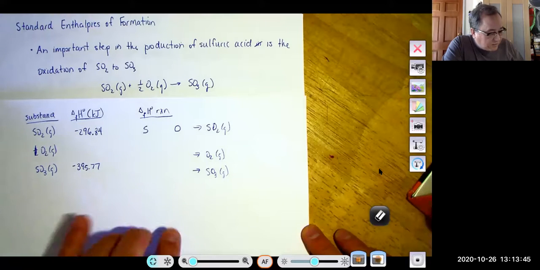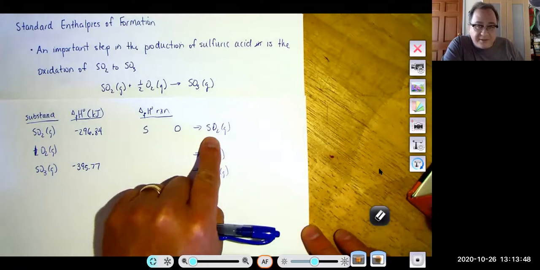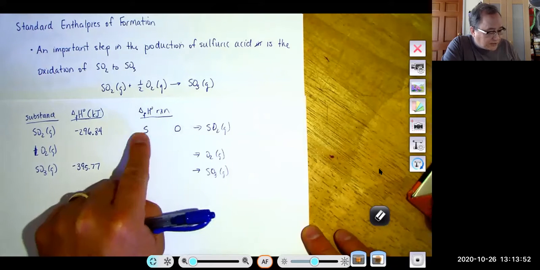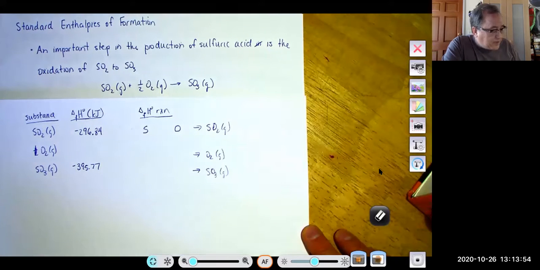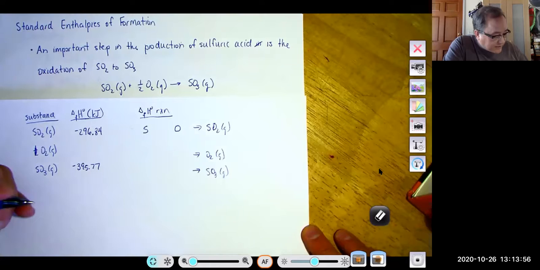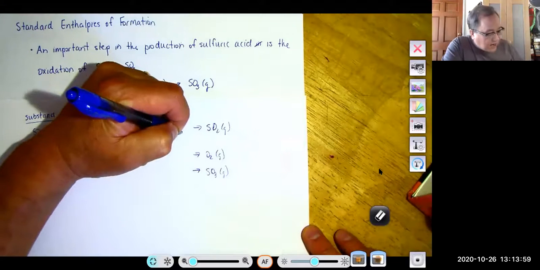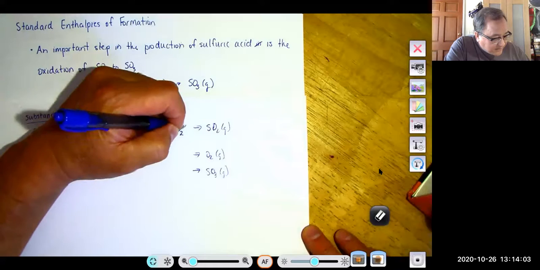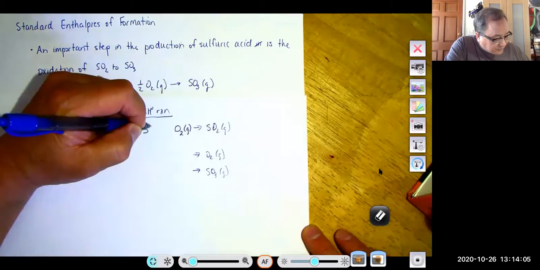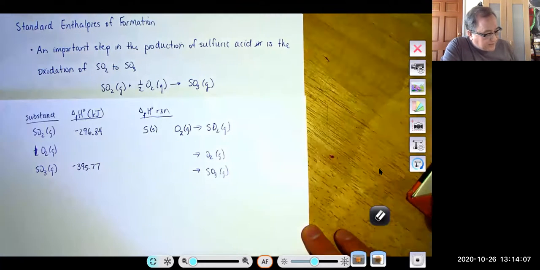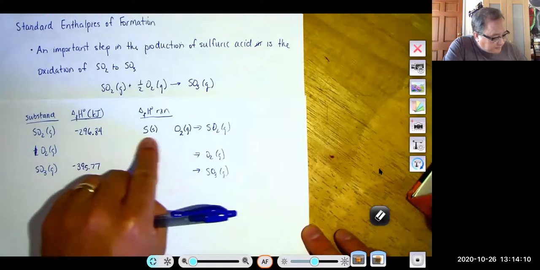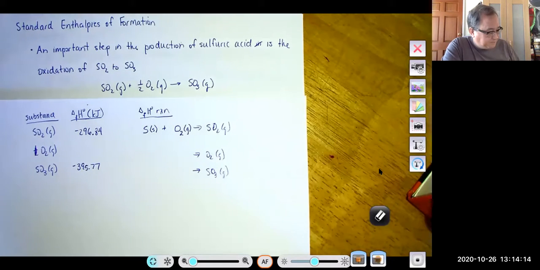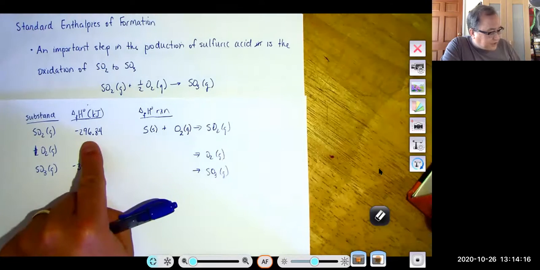Okay, so we're going to do these one by one methodically. First thing you do is you look at the elements in the product and separate them. So sulfur and oxygen. Then you take care of the diatomic elements, the ones that come in pairs, and only oxygen does. Then I like to put the standard state, oxygen's a gas, sulfur is a solid. And then you balance it. One sulfur, two oxygens, this one's done. And this is the energy change for that reaction.